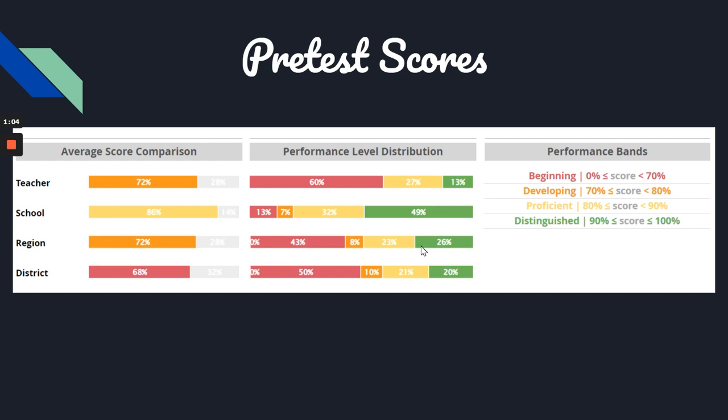Looking at the colors associated in the performance level distribution in the middle, the green are students who are distinguished, so they score between a 90 to a 100. In the yellow, we have students who are proficient. They scored between an 80 to a 90. In the orange, we have students who are developing, so they're between a 70 and an 80. And then in the red, we have beginning learners, and they're from a 0 to a 70%.